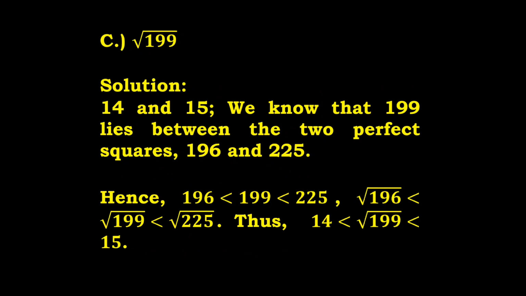Let's have another example, letter C. We have here the square root of 199. We know that 199 is not a perfect square. To get the solution of 14 and 15, we know that 199 lies between the two perfect squares, 196 and 225, because the square root of 196 is 14 and the square root of 225 is 15. Hence, 196 is less than 199 and 199 is less than 225. So therefore, the square root of 196, which is 14, is less than the square root of 199, and the square root of 199 is less than the square root of 225, which is 15. Thus, 14 is less than the square root of 199 and is less than 15.